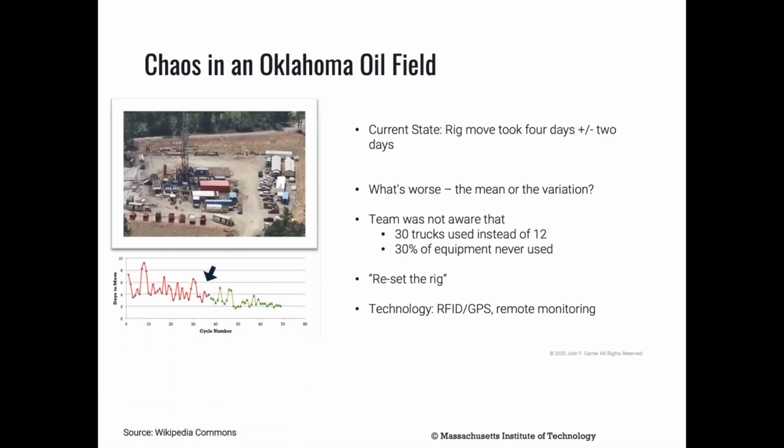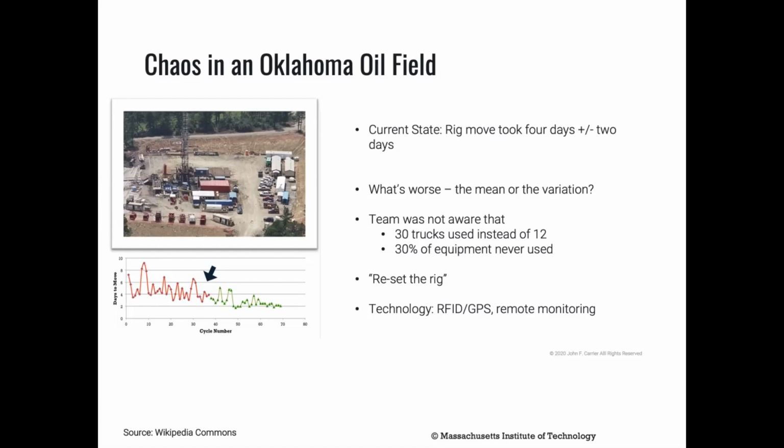And we can actually look at that performance here. And you can see on the before state, as indicated by the red line, not only is the average about 4.5 days, there is an incredible amount of variation. And where this comes in terms of chaos and current state is, after working with the team and making some observations, we realized that the team was unaware of how many rig trucks they were actually using as part of the move. They thought they were using about 12 18-wheel rigs. They were actually using 30.